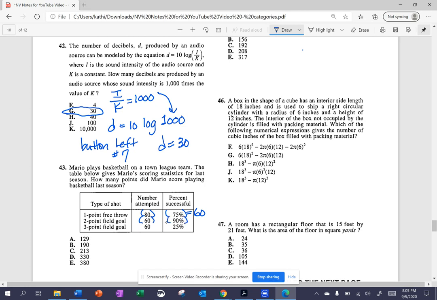When I multiply 60 times 0.9, so I need to change these to decimals, he scored 108 points. And 60 times 0.25, he scored 45 points. When I add these all up, I get 213 points.